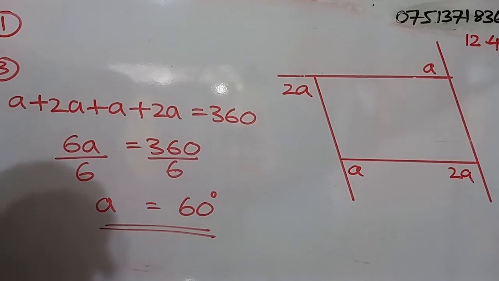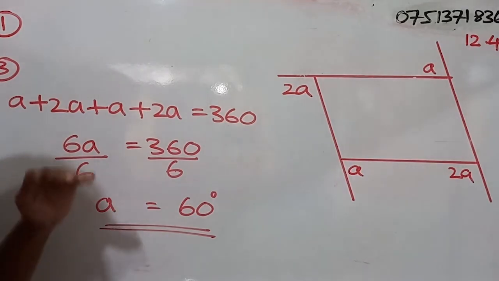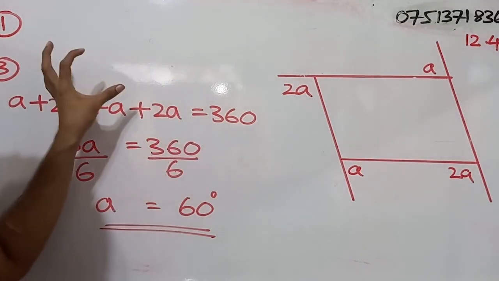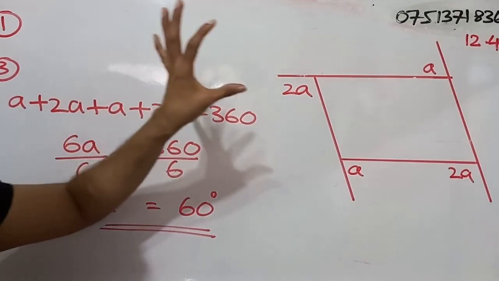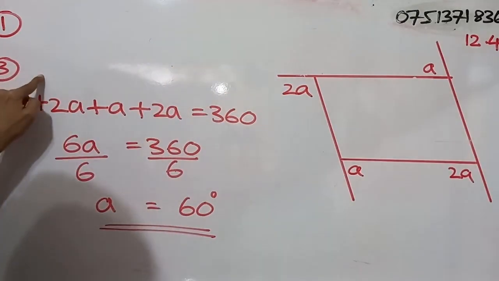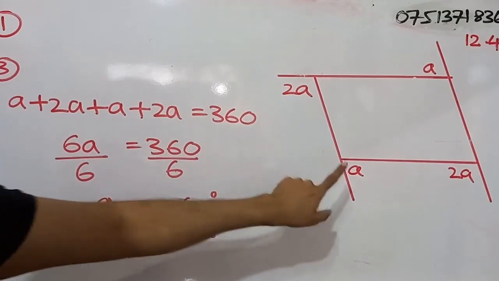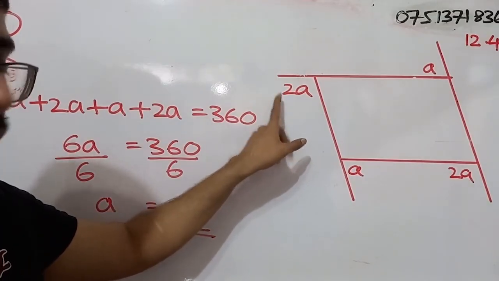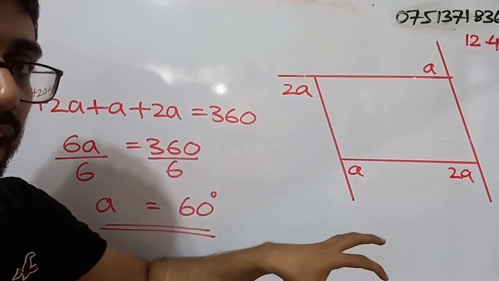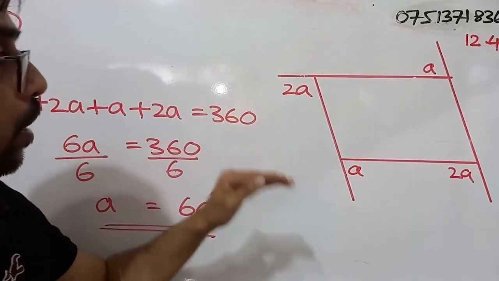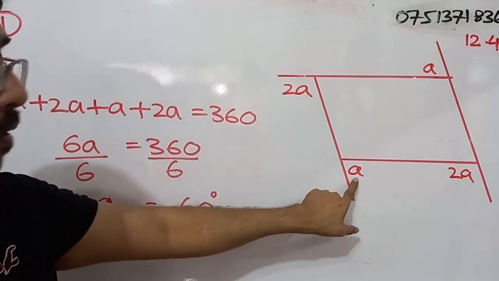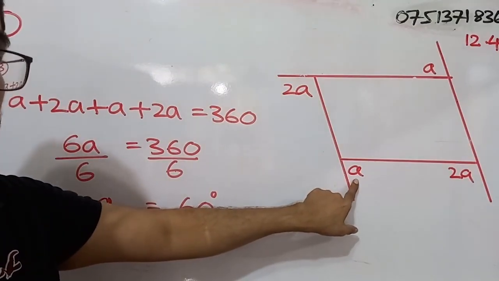And another thing, in this question, it is mentioned we only have to find the value of simple a. So in part 3 of this question, we have a and 2a. Since the question is not asking us to find the value of all the angles, it is enough when we only find the value of simple a.